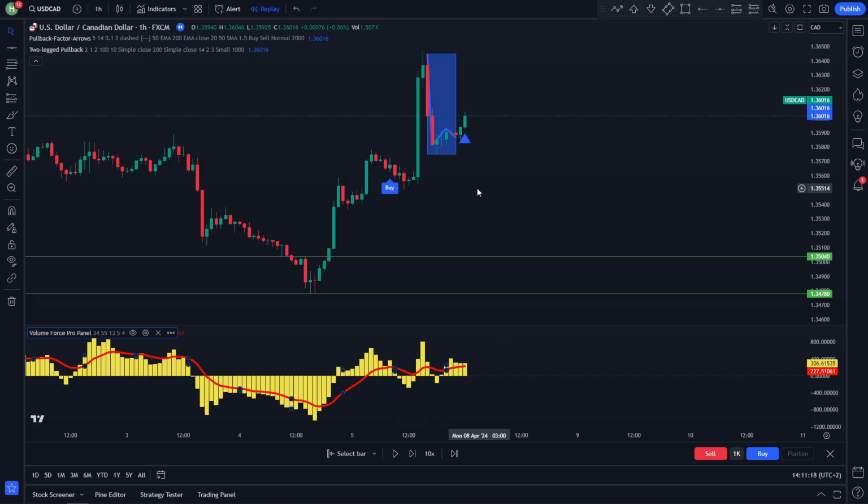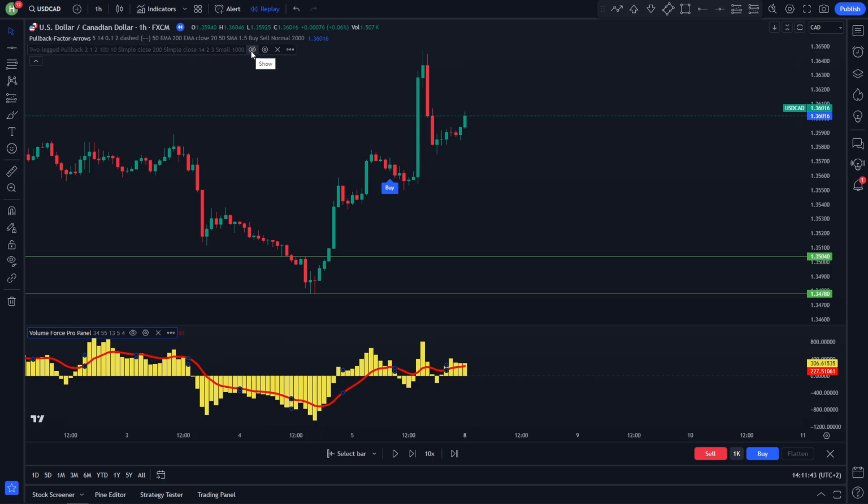With these different changes complete, we can now cover the rules for entering a buy or long trade. For a valid buy trade, firstly we are waiting for the pullback factor arrows to give us a buy alert. You will notice from the chart that we recently started trending up, with the pair forming higher highs and higher lows. After this, we receive another buy alert from the two-legged pullback indicator, which will be marked like this.